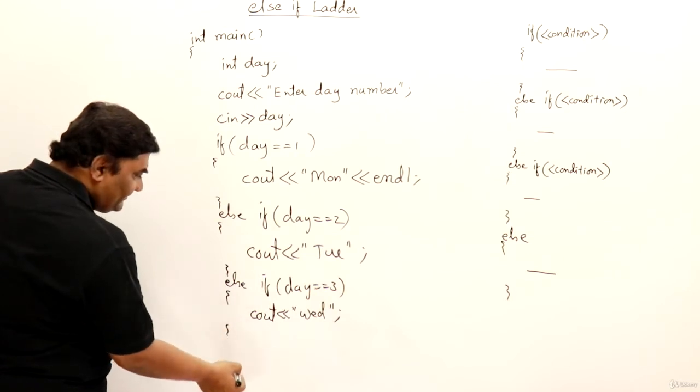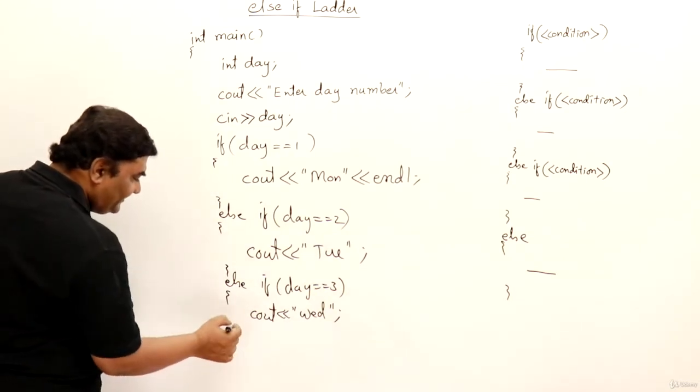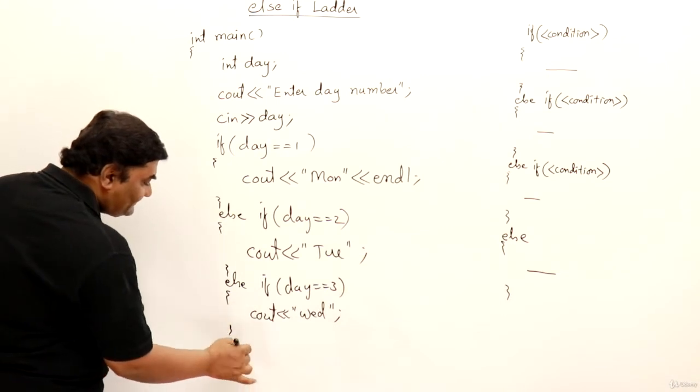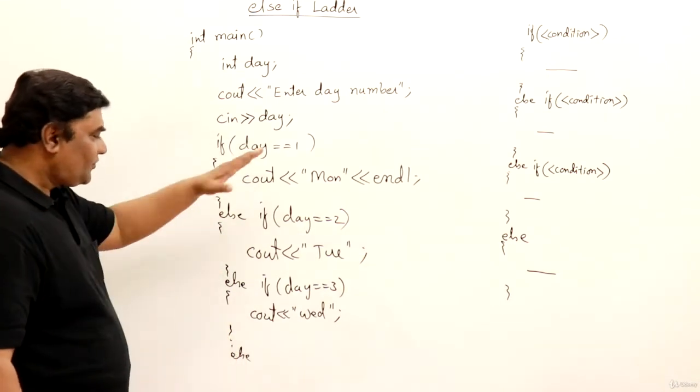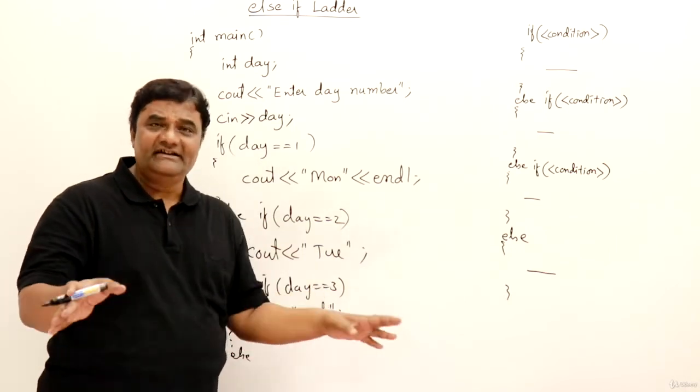Like this, we can go on writing. At last, we can write one else. So suppose this is continued and at last else. Now for 1 through 7, I'll be writing the cases. Else we can say invalid day number.